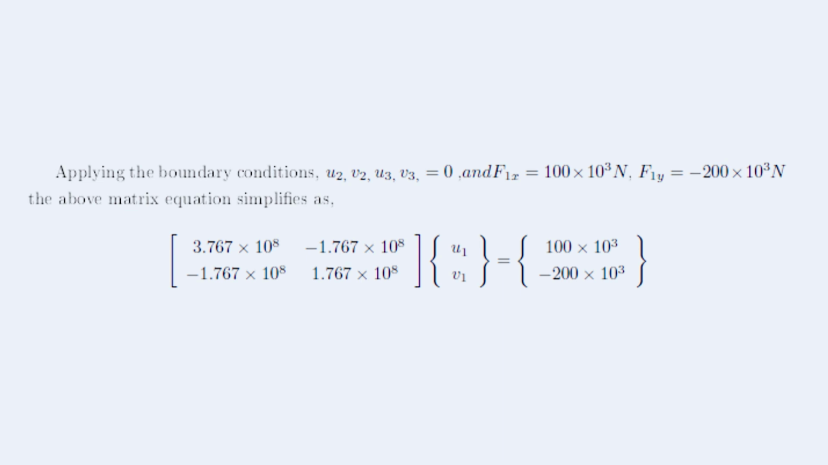So the first, in fact, here it so happens that the node 1 here, that is the first 2 by 2 multiplying u1, v1, is given to be f1x and f1y as given here, right? All the other u2, v2, u3, v3 are going to be 0. So in fact, this is a very simple problem.